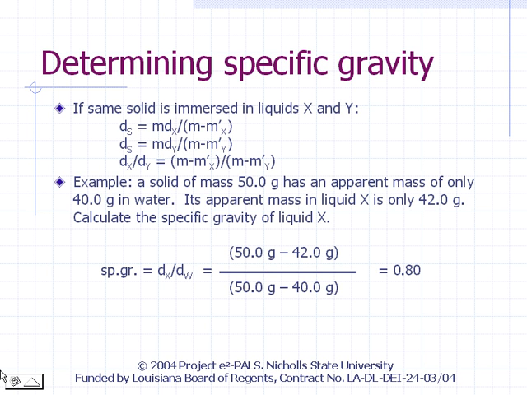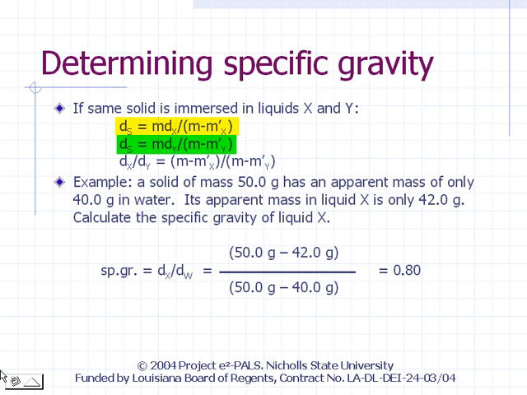We have seen that if a solid is immersed in a liquid, say liquid X, then the density of the solid is equal to the actual mass of the solid, m, times the density of the liquid, d sub X, divided by the difference between the actual mass of the solid and its apparent mass while immersed in liquid X, m sub X prime. If we immerse the same solid in another liquid, say liquid Y, we get a similar formula. The only difference is that we use the density of liquid Y, d sub Y, and the apparent mass of the solid while immersed in liquid Y, m sub Y prime.